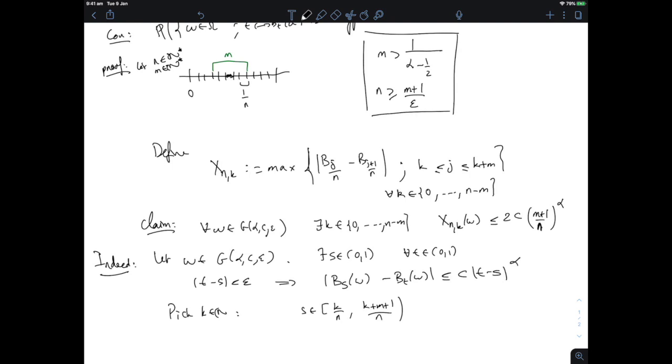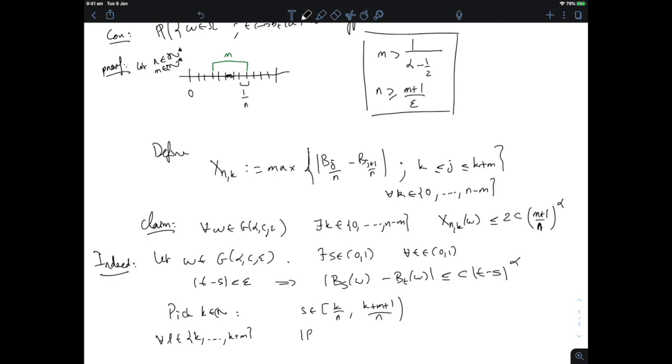Right? So I just find the right k, the right set of m intervals to which s belongs. Okay, now once I've found that k, what can I say for an L in that interval? So for an L between k and k plus m, such that I'm looking inside this green window.